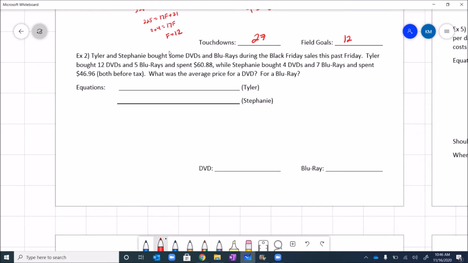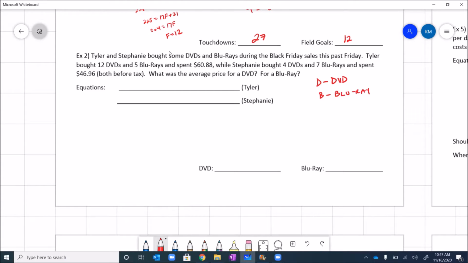So here's what we can do. They've given us two equations, basically, Tyler's trip and Stephanie's trip. Okay, we have two unknowns, and I'll just say D stands for DVDs, and B stands for Blu-ray.